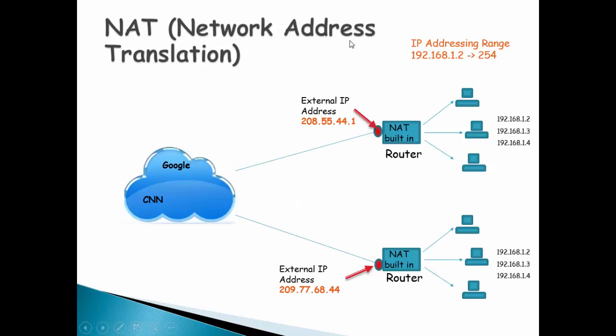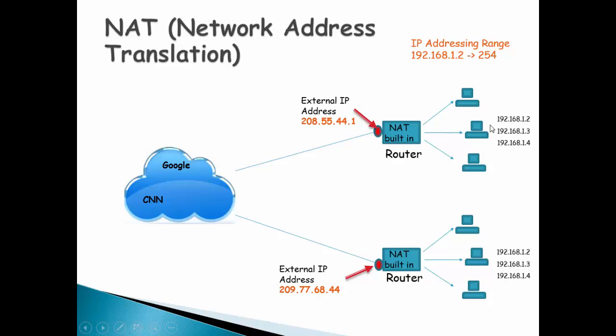Okay, so in this diagram here we can see this blue cloud on the left-hand side is your internet cloud. What we have is two routers. The first router up here on the top has an external IP address, 208.55.44.1. That's the IP address of this router.